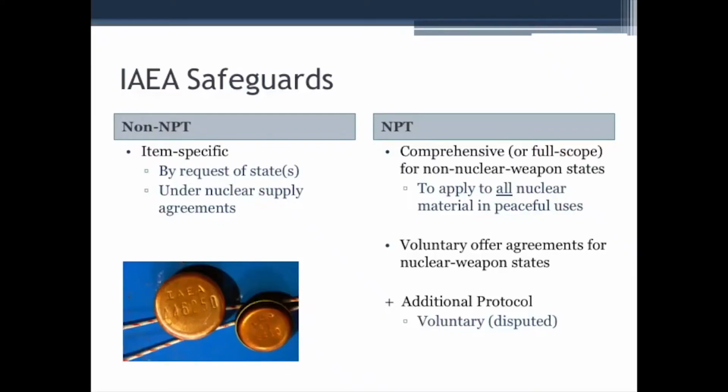Before the NPT, the IAEA applied safeguards to specific facilities. But to do what the NPT asked it to do and apply safeguards to all nuclear material in a given state, the agency had to develop comprehensive safeguards, also known as full-scope safeguards. Non-nuclear weapon states party to the NPT are therefore required to conclude a comprehensive safeguards agreement with the IAEA. In the 1990s, the agency also implemented a program to strengthen safeguards and adopted the Model Additional Protocol.